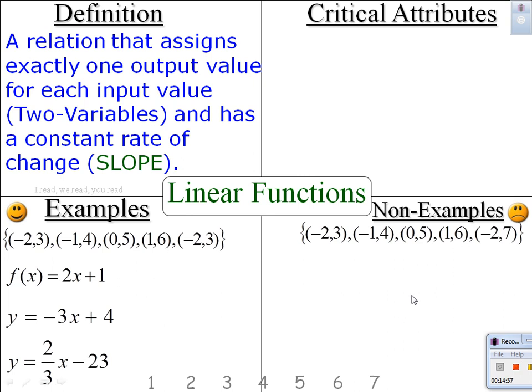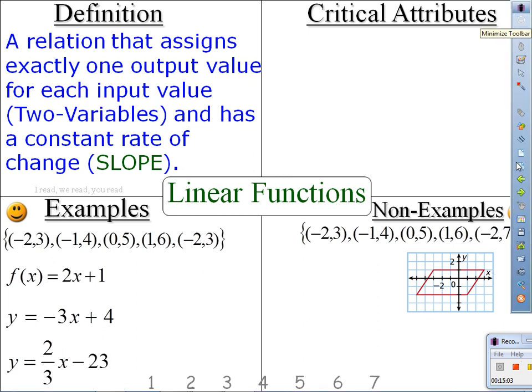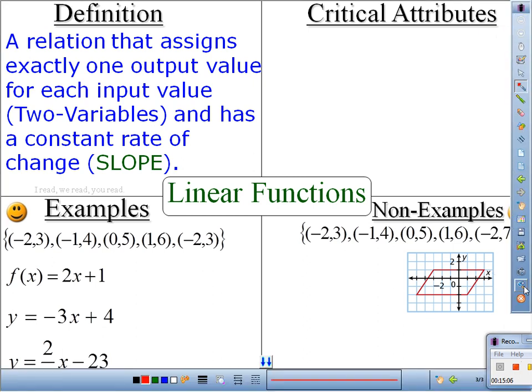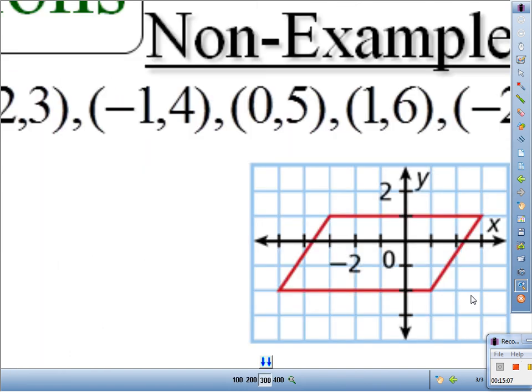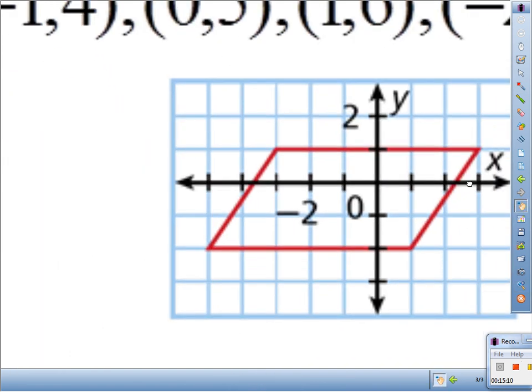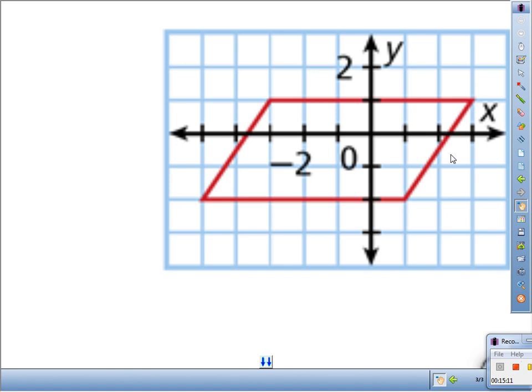Then I gave you a diagram. Is that correct? Yes? Now check this out. Look up to the screen. I'm going to zoom in. Writing utensils down. Here we go. So you're going to miss it. Let me show you why this one is not a function.